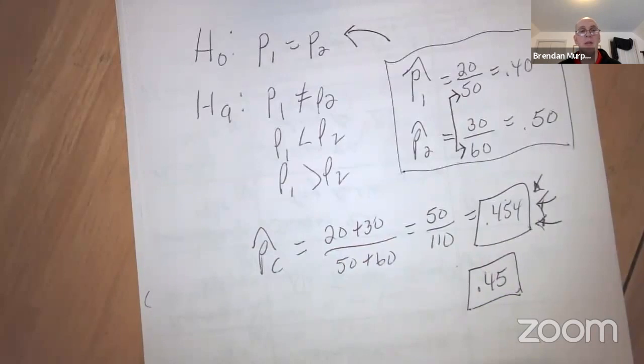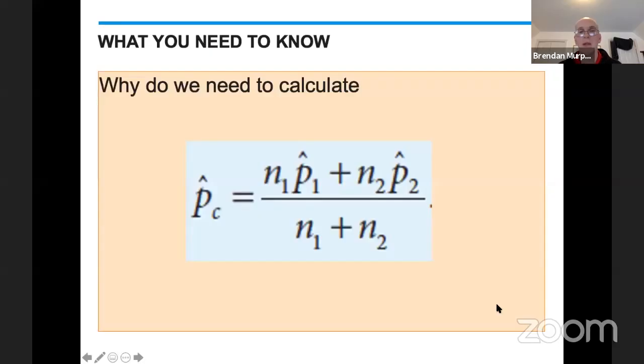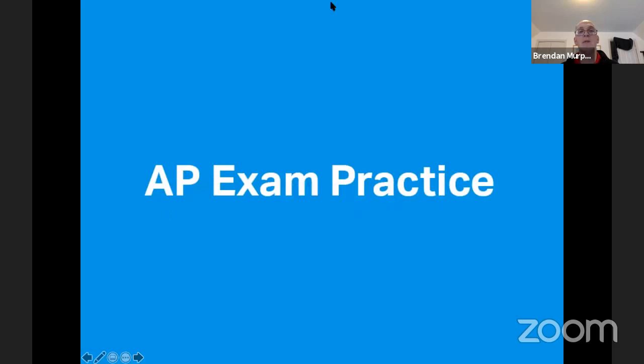We've taken two samples. We actually know nothing about the two population parameters, although my null is that they're the same. And all I did here was combine those two, the 20 plus 30 over the 50 plus 60. So hopefully that helps you a little bit as to where that formula comes from and why we need to use it. So let's go look at some problems here.